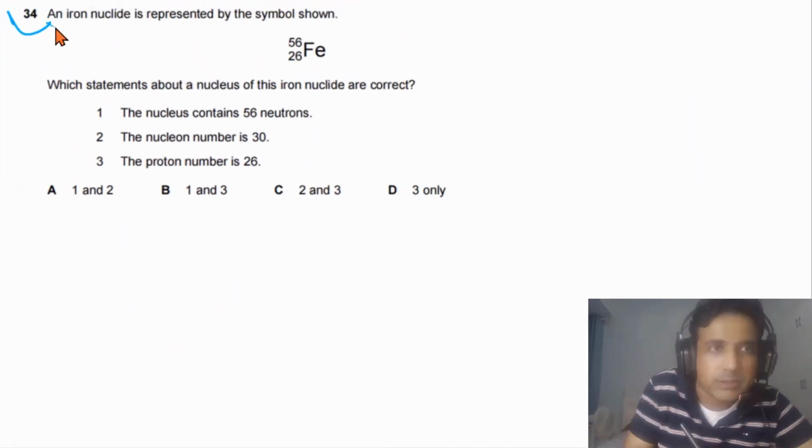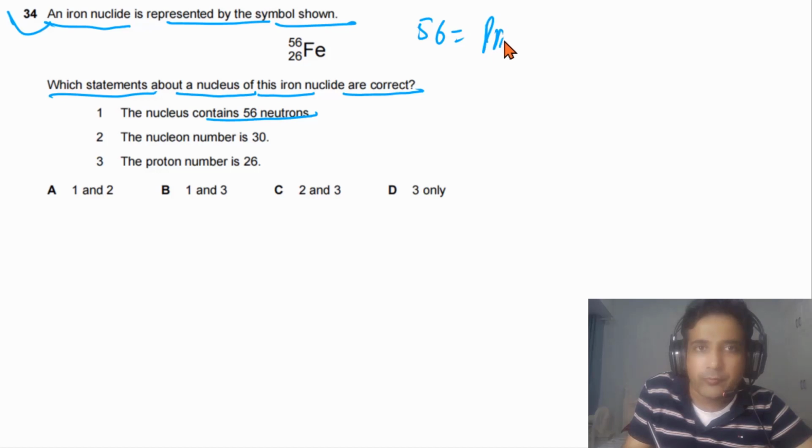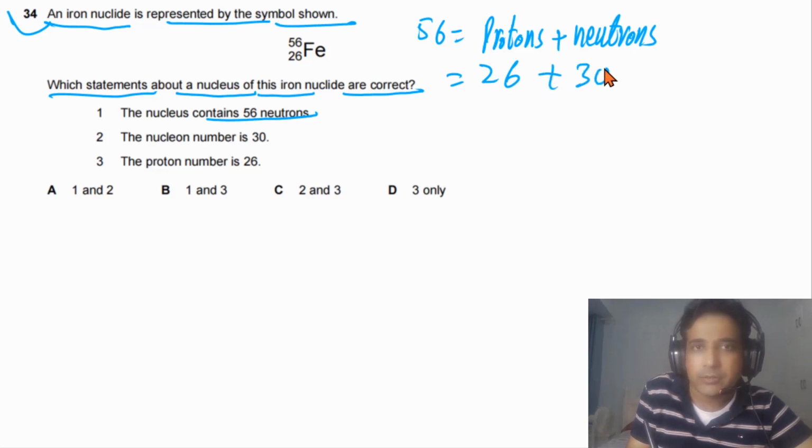Question 34 says an iron nuclide is represented by the symbol shown. Which statements about a nucleus of this iron nuclide are correct? The nucleus contains 56 neutrons. Actually, 56 is the mass number, the number of protons plus the number of neutrons. In this case there are 26 protons and 30 neutrons. So this statement is incorrect.